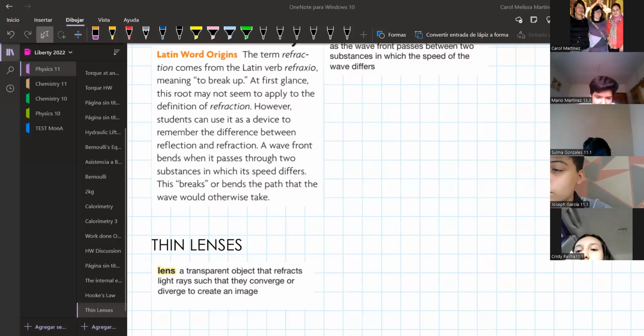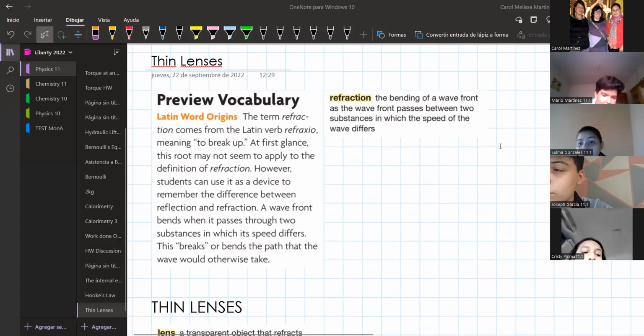There you go. So remember the first topic that we saw about light. We were talking about reflection. Basically, mirrors work by reflection. They reflect light, so we are able to see what is reflected. For example, if you go in front of a mirror, you're going to see yourself.